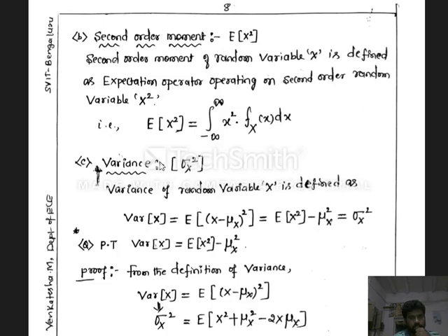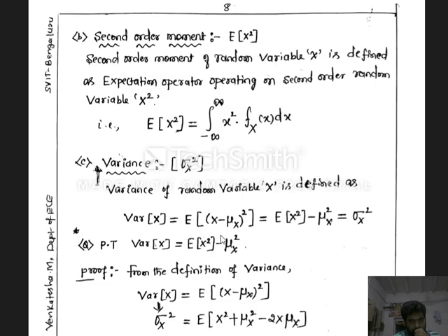The third expectation is the variance of the random variable. The standard notation for variance is sigma x square. The variance of the random variable x is defined as an expectation operator operating on (x minus mu x) whole square. So here the function is (x minus mu x) whole square. We can write this in terms of an integral formula as the integral over minus infinity to plus infinity of (x minus mu x) whole square into f x of x with respect to x.